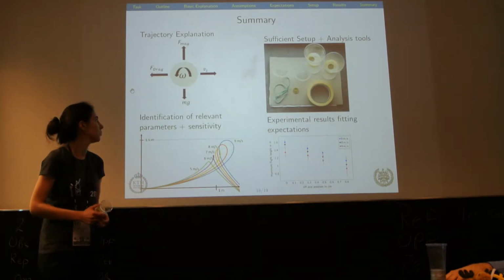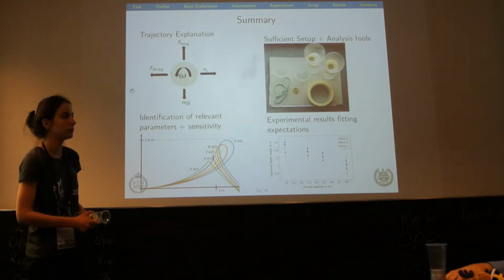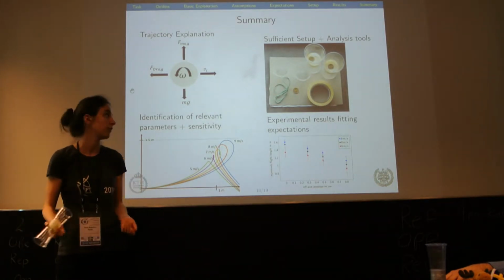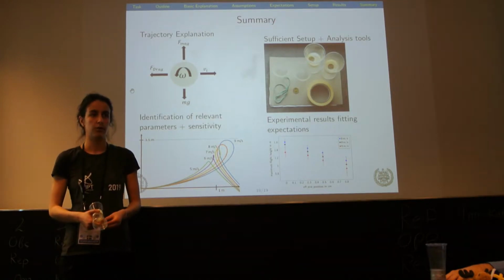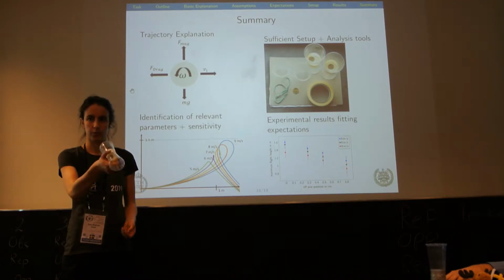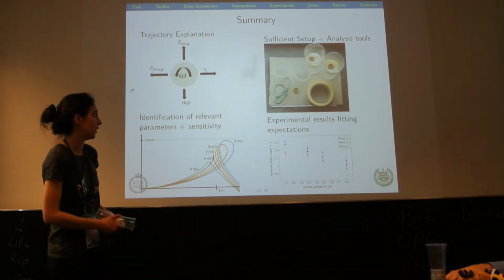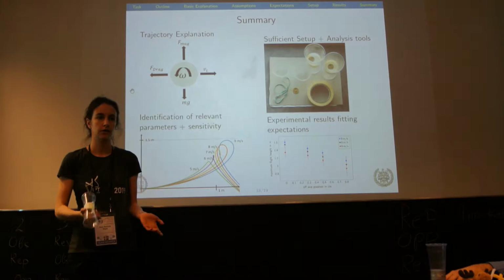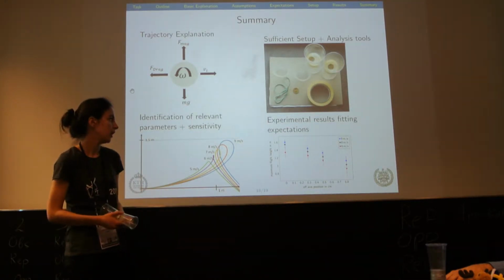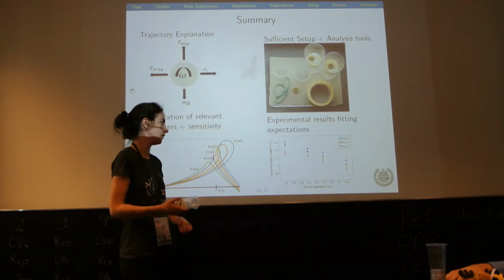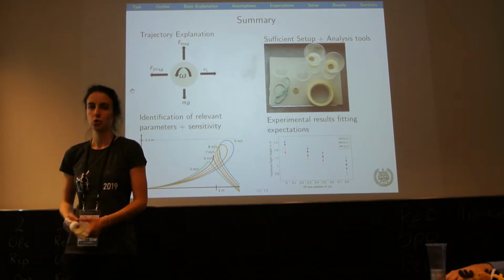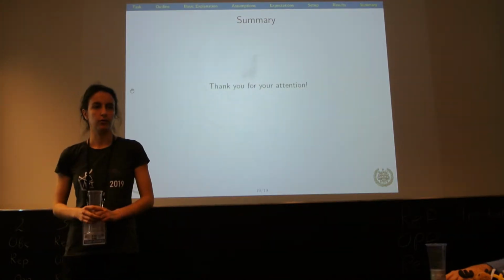For a quick summary, in this problem we gave a basic and sufficient explanation of the trajectory itself, and found a very good fitting basic theory for the case that we have a perfectly centered flyer. We proposed a sufficient setup and an analysis method to actually investigate all these important parameters, and we tested this with this setup and found results fitting very well into that theory. So I would like to thank you for your attention.